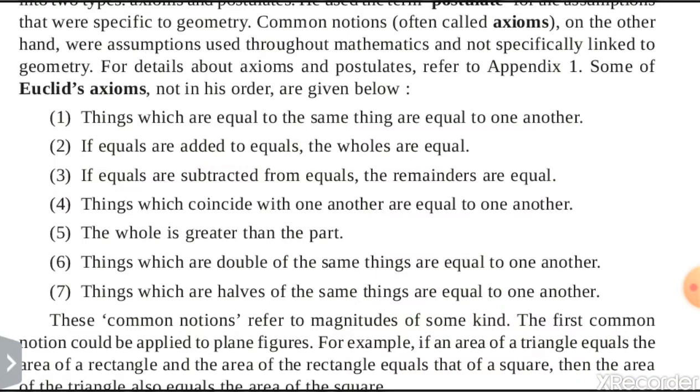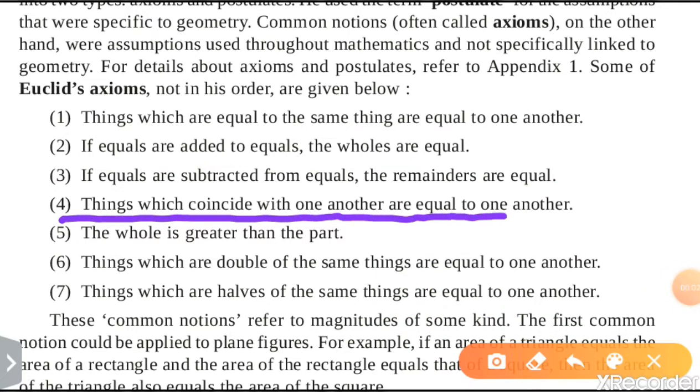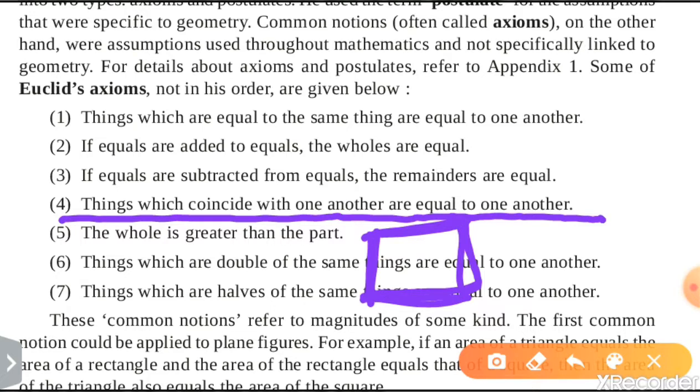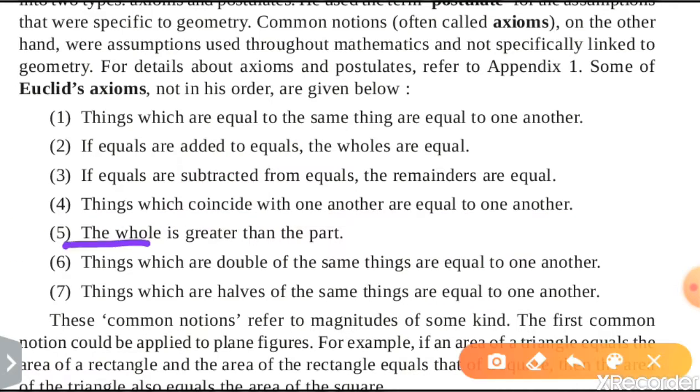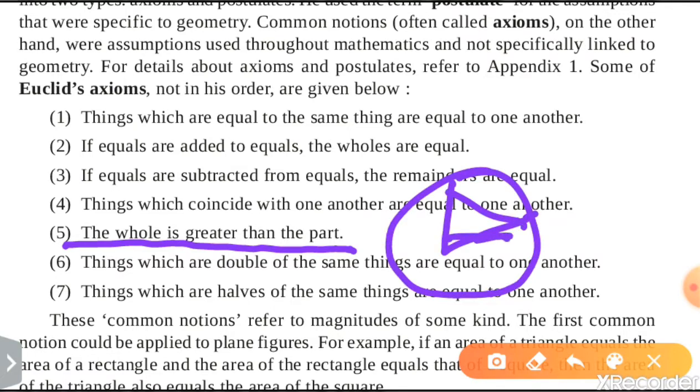Now next part, the things which coincide with one another are equal to one another. If you see a surface and another surface, if you put the first surface above the second one and these coincide with each other, then you can say that these are equal. Now see the next. The whole is greater than the part. Yes, sure, this whole is greater than a part, this part.